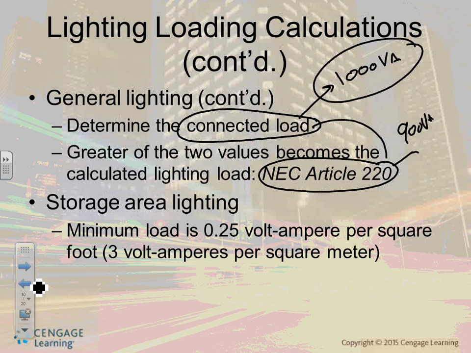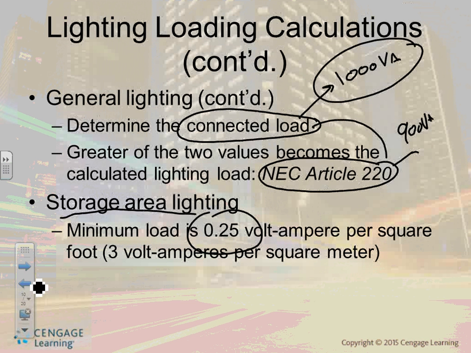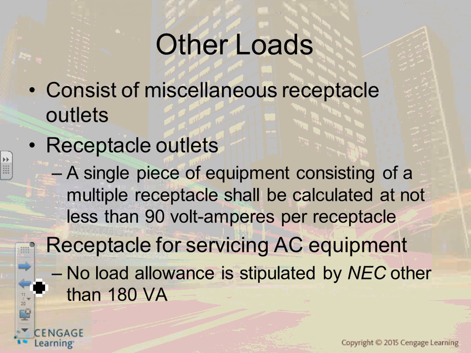This is just as in the storage area. If you guys look at the table, 220.12 will get you 0.25 volt-amperes per square foot for your storage area. And you do that, because that building is a storage area.